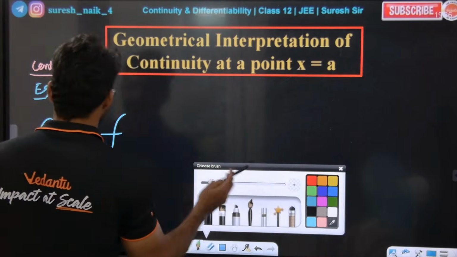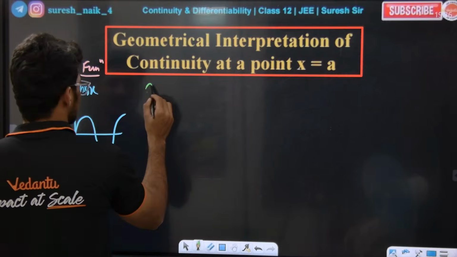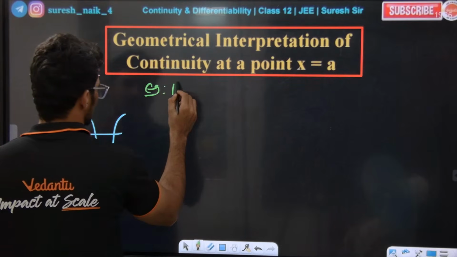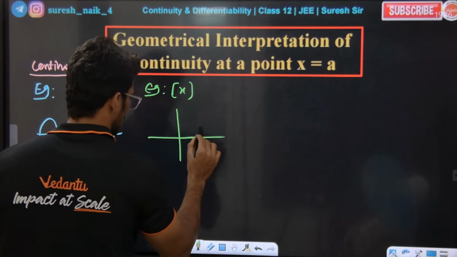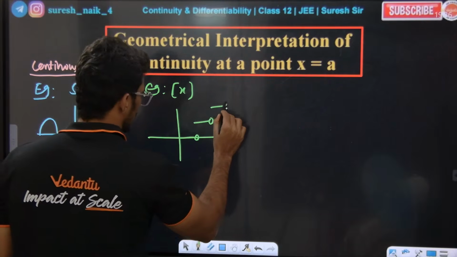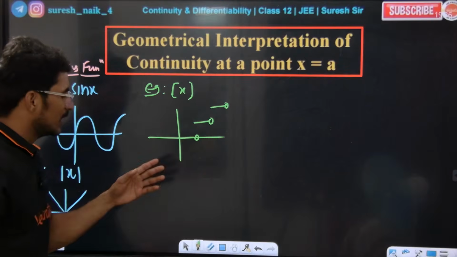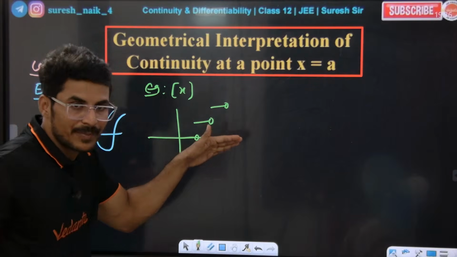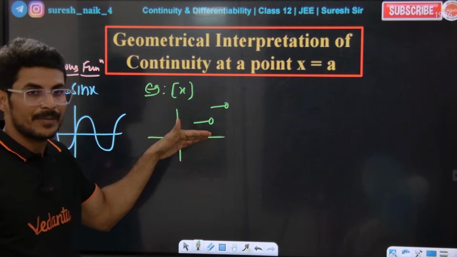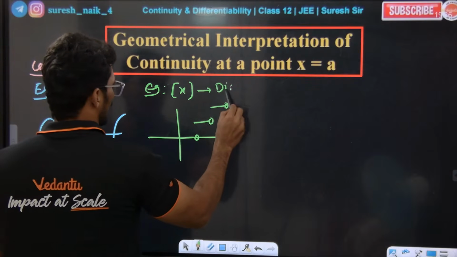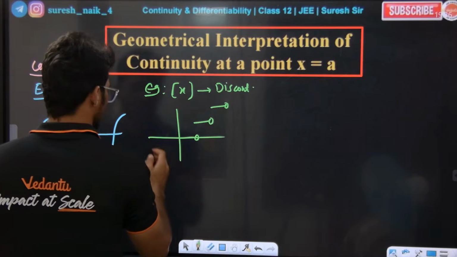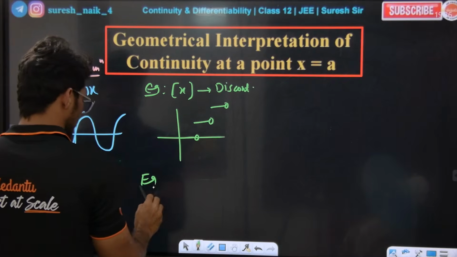Next, mod x already done. Look at step x, the graph of step x. Are you getting the point or not? I am drawing the graph by lifting the pen, so this is a discontinuous graph. Simple. This is discontinuous. Sir, one more example please, sir. Signum of x.